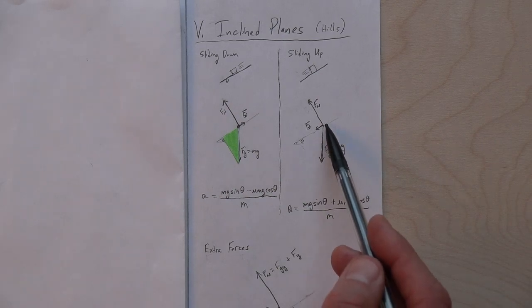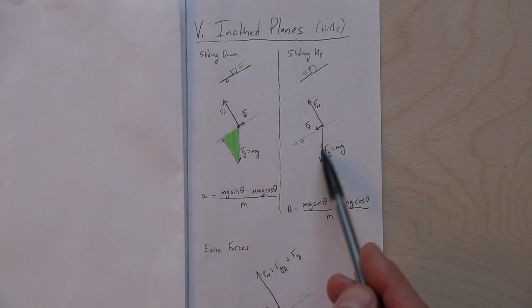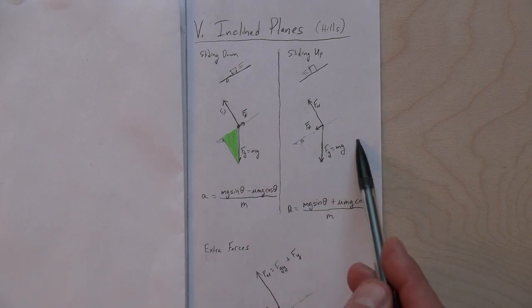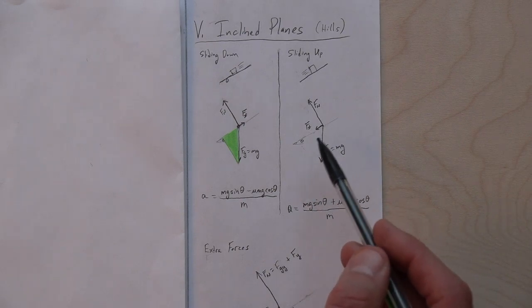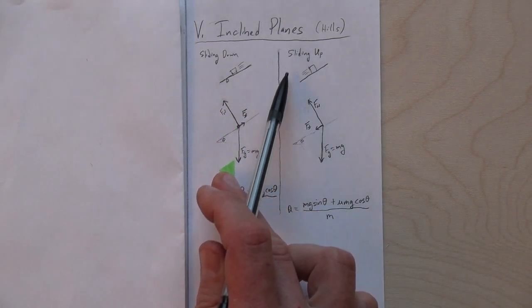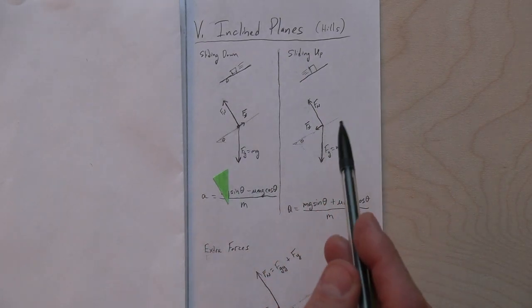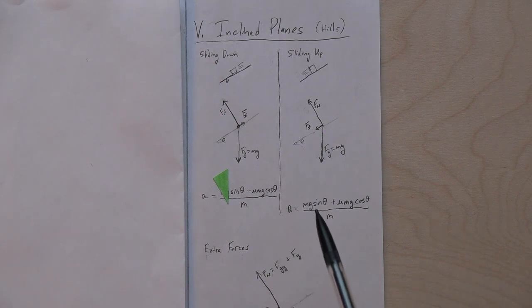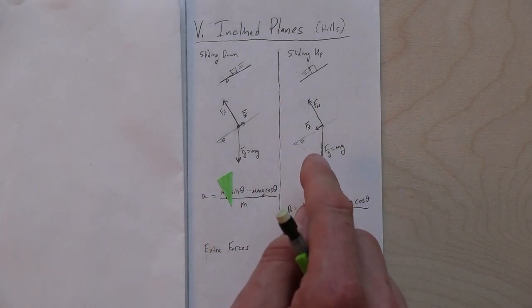So gravity still is down toward the center of the Earth. Doesn't change just because now you're sliding up the hill. The Earth just pulls down with 100 times 9.8 or 10 or 1,000 down. That's down. But this time, instead of friction being up the hill while we're sliding down, it's down the hill because we're sliding up, so it's going to go the opposite direction. And the normal force is the same in this scenario.